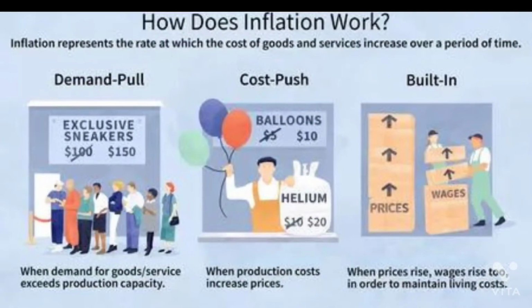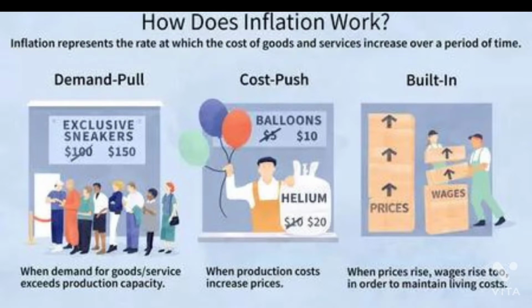Here we can see how inflation works. It works in three ways. The first one is demand pull, cost push and built-in. Demand pull is when the demand for goods and services exceeds the production capacity. This increases demand and leads to price rises.